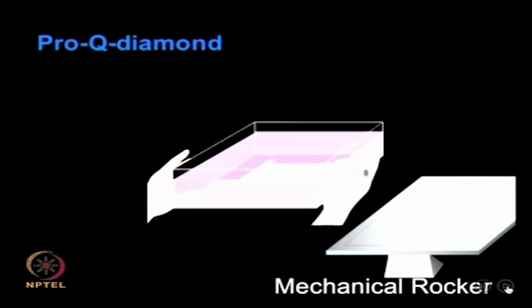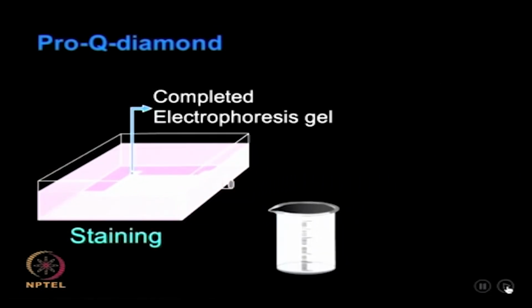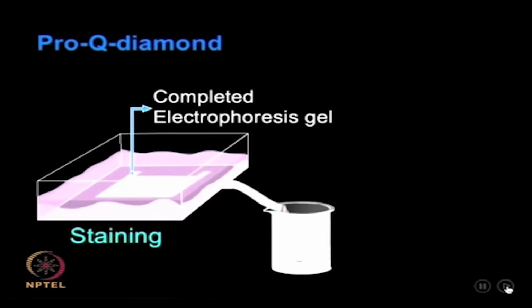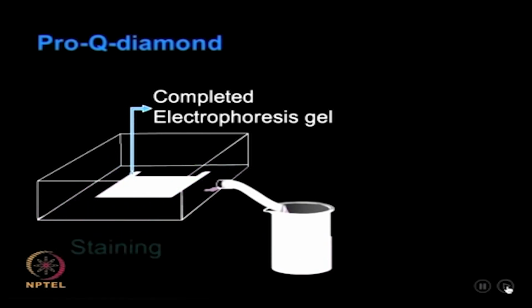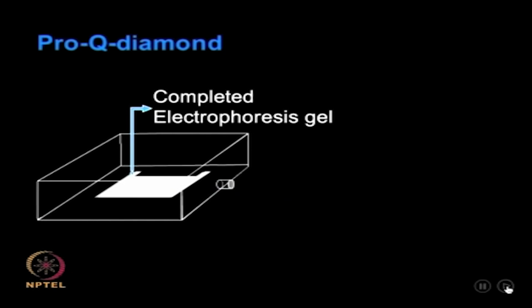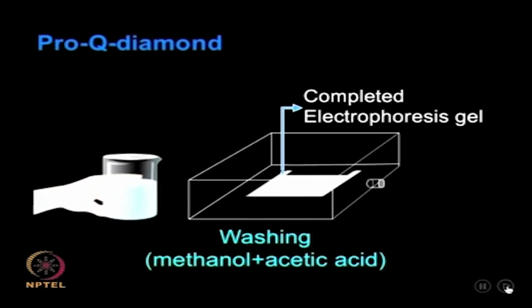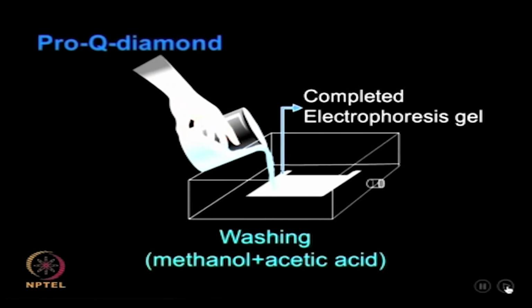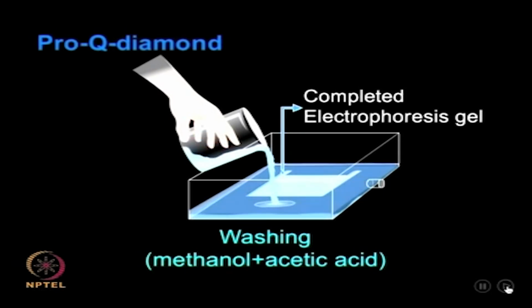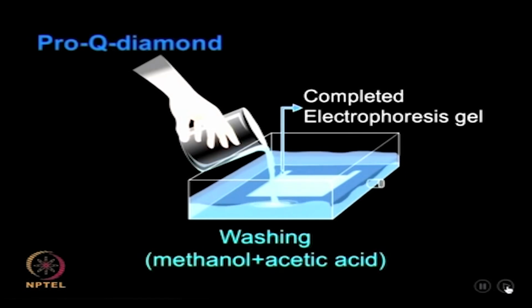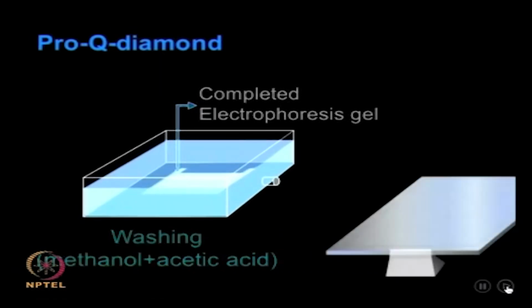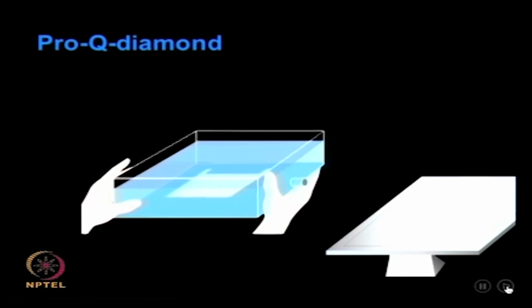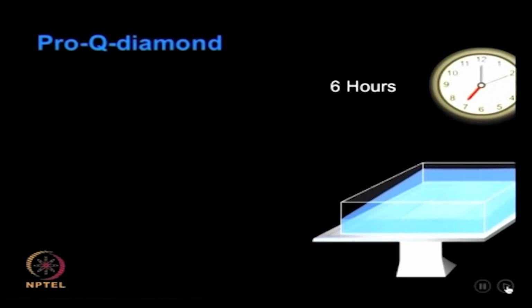For uniform staining, you need to add the staining solution for at least 8 hours or overnight. Now, the staining solution can be removed and the gel further washed with methanol and acetic acid. For uniform destaining, it is a good idea to keep it on gentle shaking for at least 6 hours.